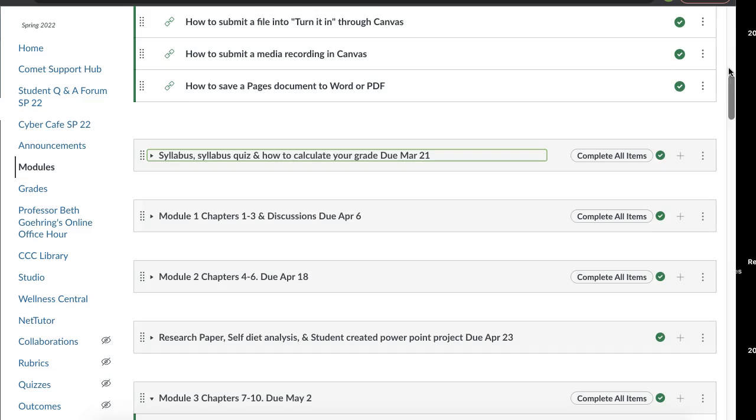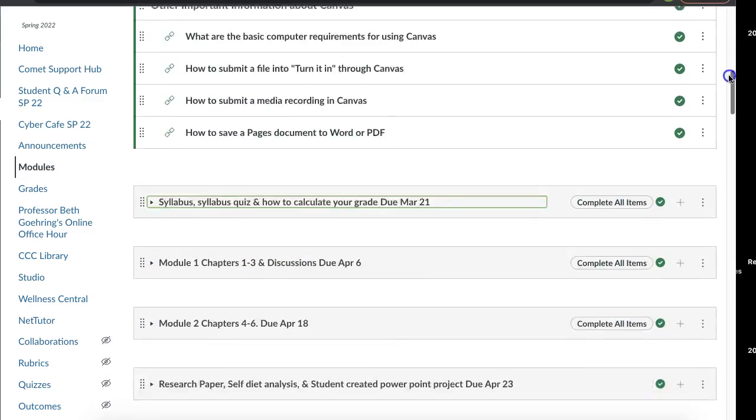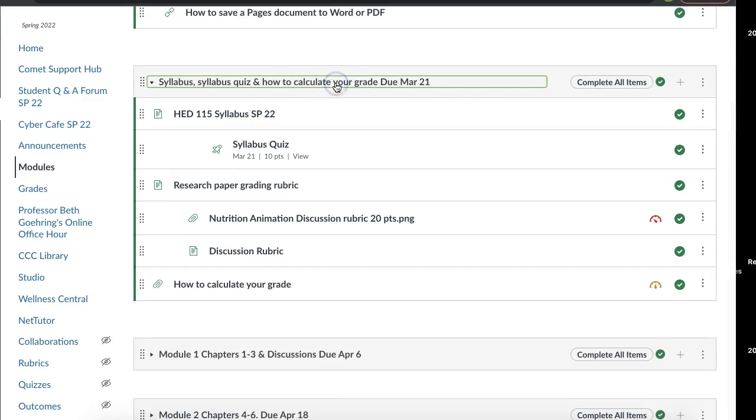our syllabus module. And here you'll find our syllabus, the syllabus quiz, which is also due the first day of class. And then I have some rubrics down here, because when you do college work, it needs to be at a certain quality and a certain level. So what I've done is I provided the grading rubrics, so you can read through them to see what's expected of you. And that way you'll turn in quality college level work.